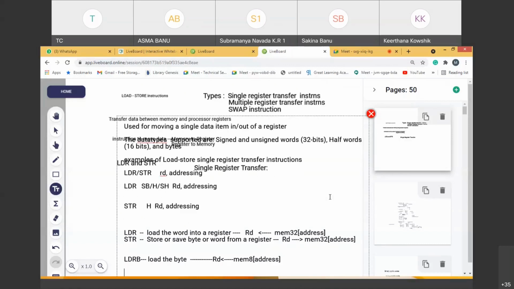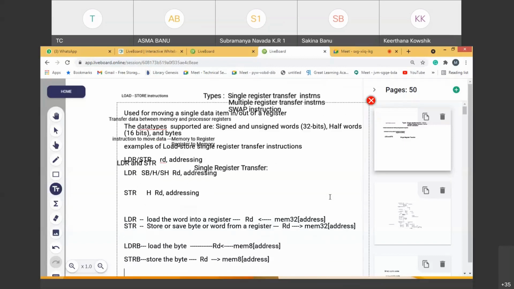Similarly, STRB means store the byte onto the memory. Please remember, store means onto the memory, load means onto the register. Memory to register is load, register to memory is store. So again the same way, RD, I should show the direction the opposite way. I am placing the content onto the memory. Which memory? Memory of 8-bit size. That's it. So that is the practice.